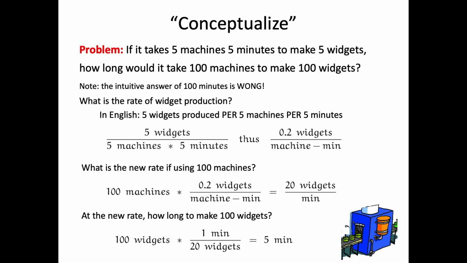So it takes 5 minutes for 100 machines to produce 100 widgets if they produce them at a rate of 0.2 widgets per machine per minute. That was the trick, being able to come up with that ratio, that relationship of what was provided to us in the question. This was a tricky one, but it highlights how important it is to rewrite, rethink, and re-express the information given to you in a way that allows you to solve for the final answer.